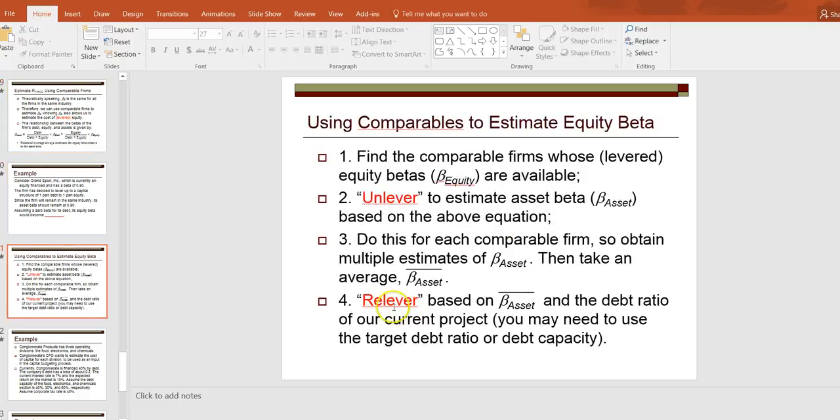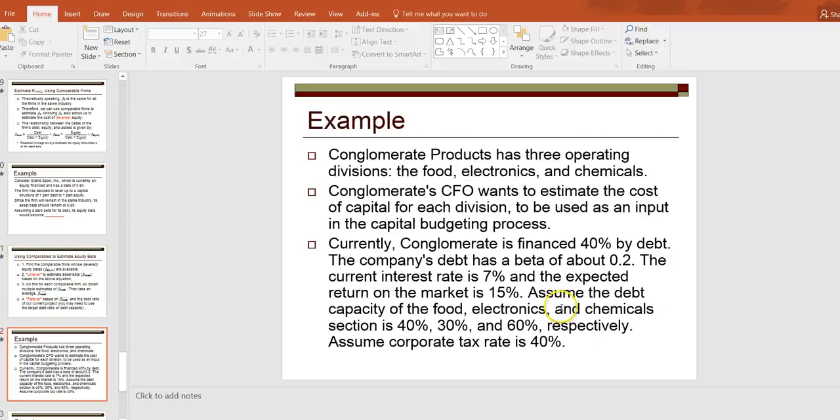The final step is to do relevering based on this asset beta, which we carried from the comparable firm, and now it's based on our own debt capacity, right? That may be different from the comparable firm's debt capacity. And that's actually the reason we have to do this unlevering and relevering. So with that in mind, let's go to this question.